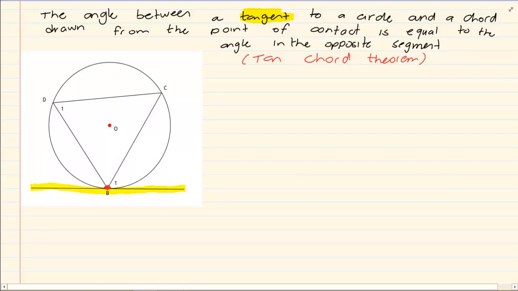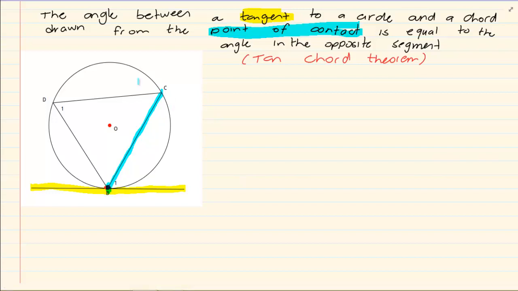Then it tells you the angle is between a tangent to a circle and a chord drawn from the point of contact. Now what do they mean? They mean this chord is touching B also. A chord is a line that is drawn from one side of the circle to the other. It doesn't need to cross the center, but it is simply drawn from one side to another. Then it is touching the tangent.